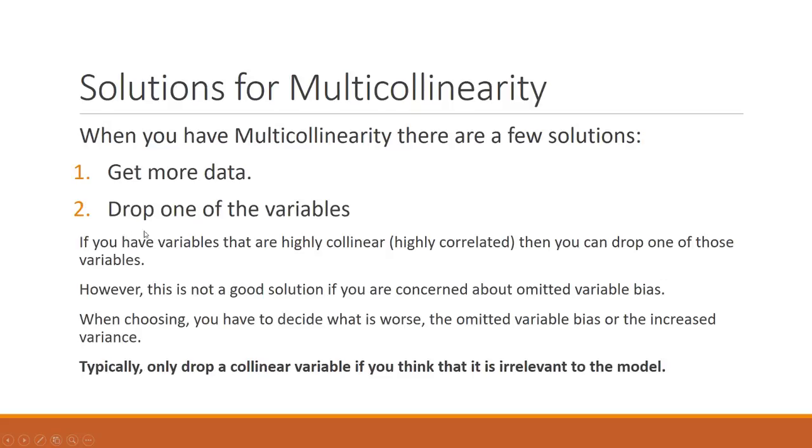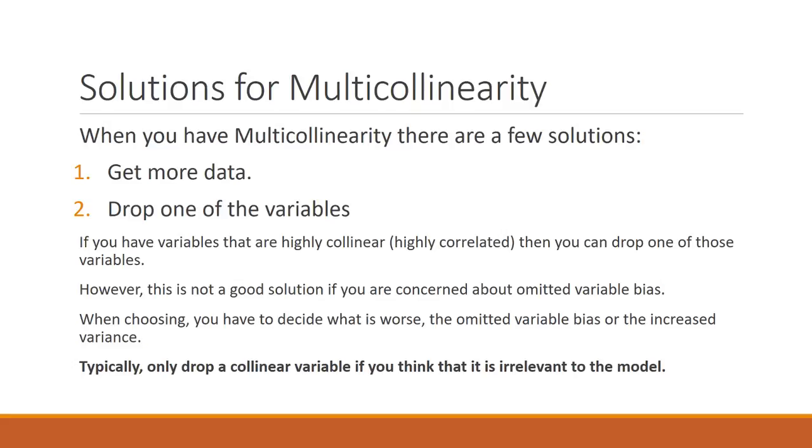The next possible solution is to drop one of the variables. So if we have variables that are highly multicollinear, then you can drop one of those variables from the model. We just drop one of them, and then we get rid of the multicollinearity problem. However, we have to be very careful before we drop variables, because I said in the last lecture, we really do not want to exclude important variables because we do not want to have omitted variable bias. So when choosing what to do, you have to decide what's worse, the omitted variable bias or the increased variance.